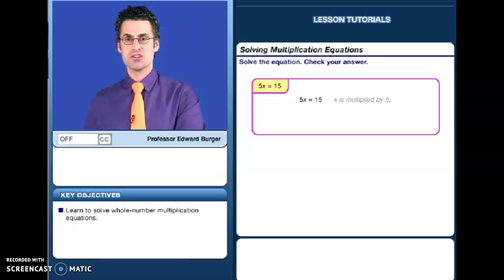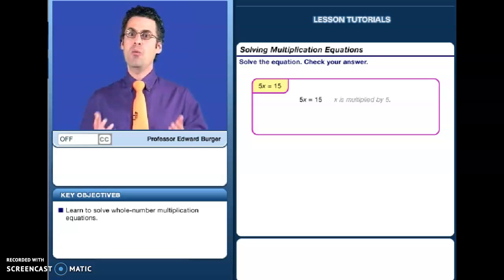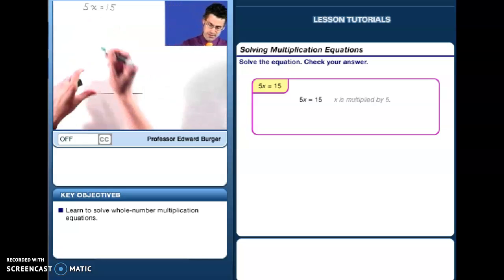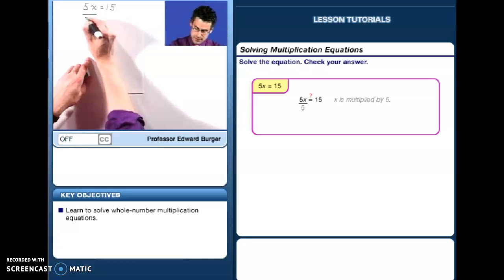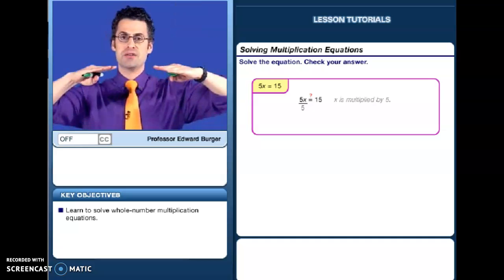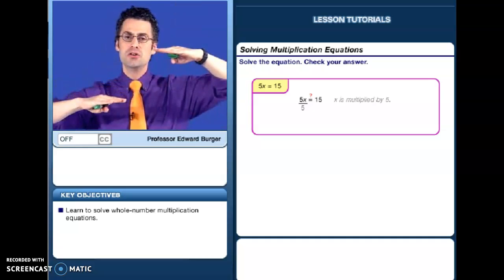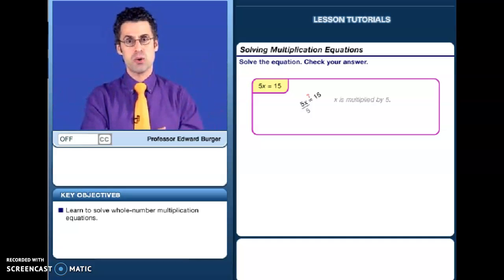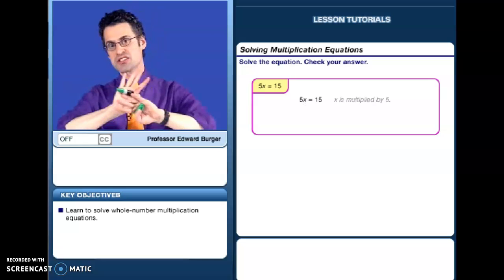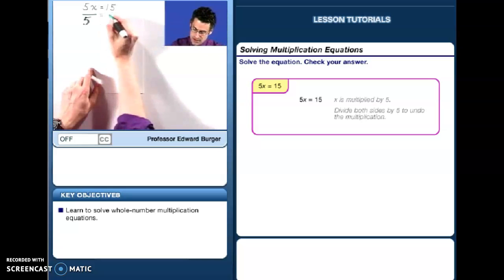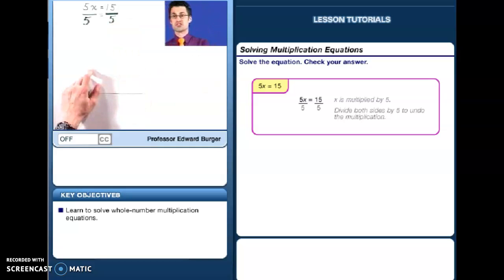Well, what's the inverse of multiplication? It's division. So I want to divide this side by 5. Well, great. But I'm going to be in trouble if I stop there. Why? Because by dividing one side by 5, I'm going to lose the balance that we had. If you do an operation to one side of an equation, you've got to do it to the other. That's just a fact about life in math. So if we do it to this side, we've got to do it to this side. And now we're in good shape.